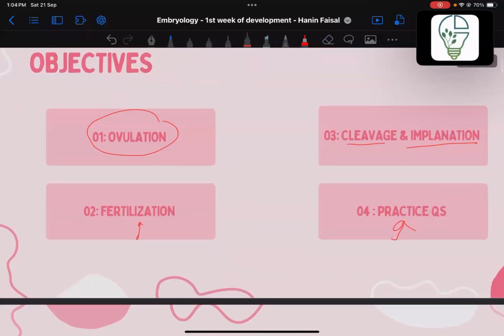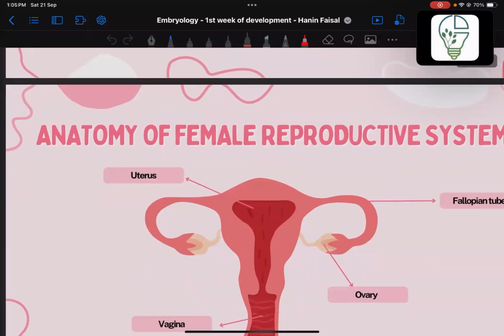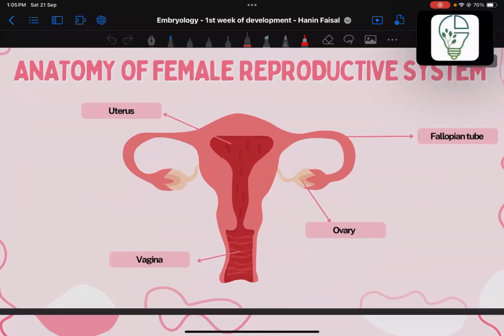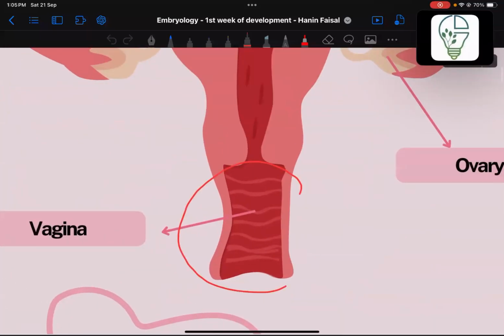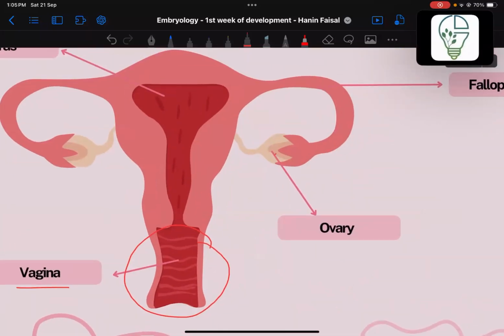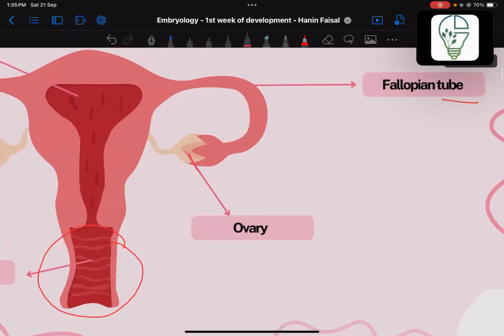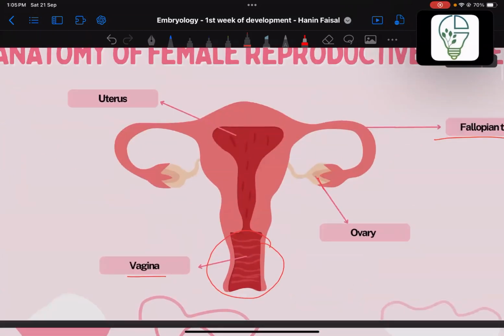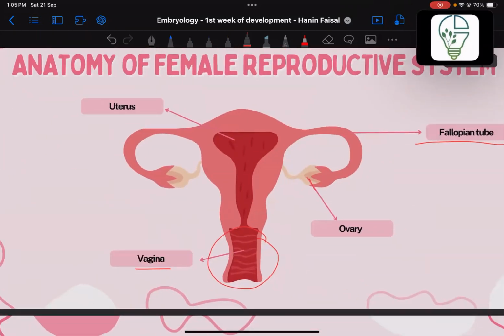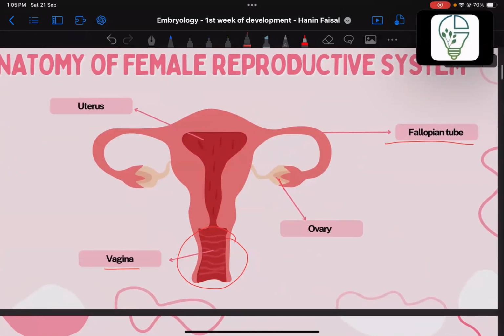Before going into the details of ovulation, fertilization, and so on, we have to build a basic concept so we can build on it. This concept should be the anatomy of the female reproductive system. If we zoom in here, this part is called the vagina. This part is the ovary. Here is the fallopian tube. And here is the uterus. Those four parts are the main parts because each of them has different functions.